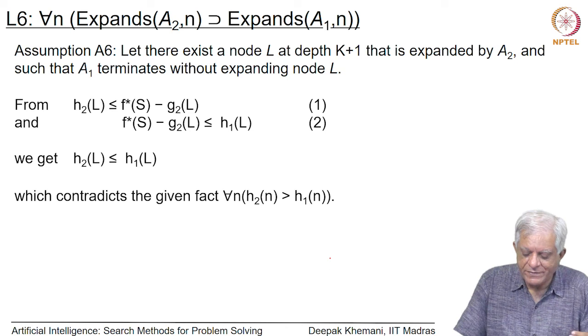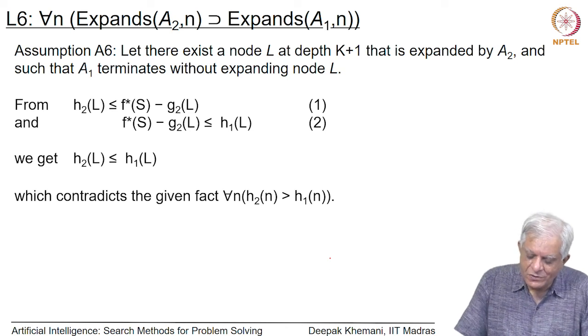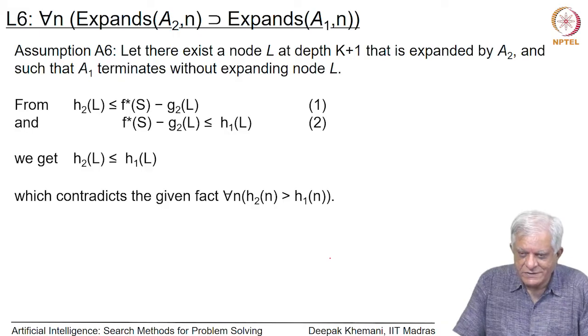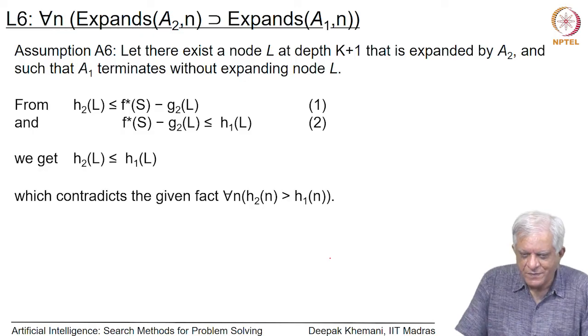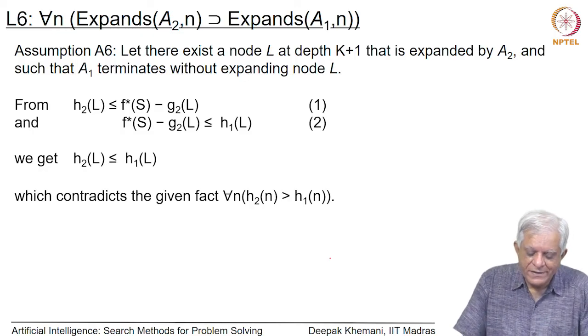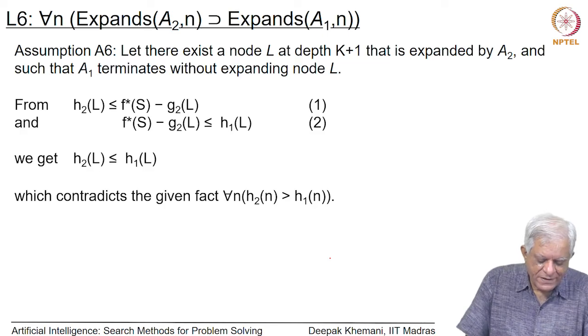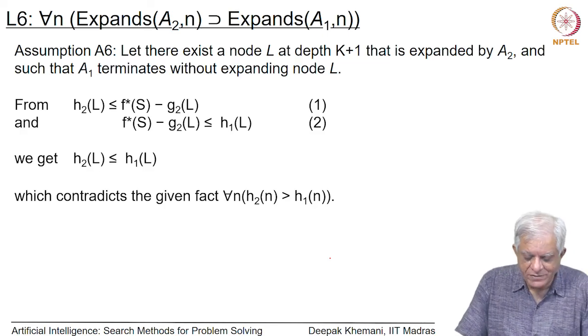All this is based on the assumption that there was a node at depth k plus 1 called L, which was picked by A2, but which was ignored by A1, and we are trying to show that this could not be possible. Part of that proof is the statement that H2 of L must be less than or equal to H1 of L, because A1 has not picked L and A2 has picked L. But now this contradicts the fact that for every node we have said H2 of n is strictly greater than H1 of n. We said that H2 of n is more informed than H1 of n.